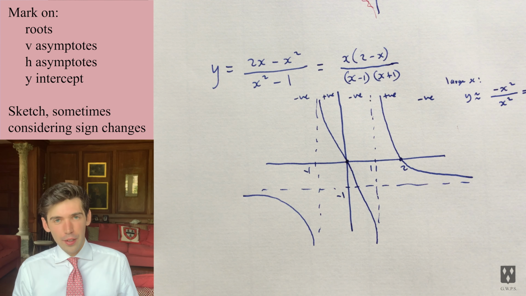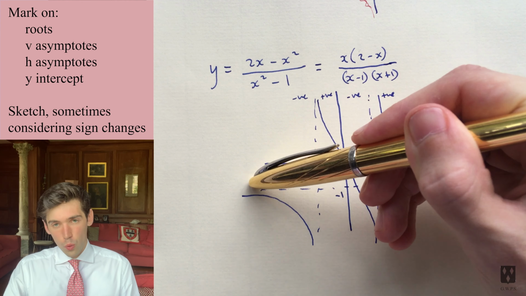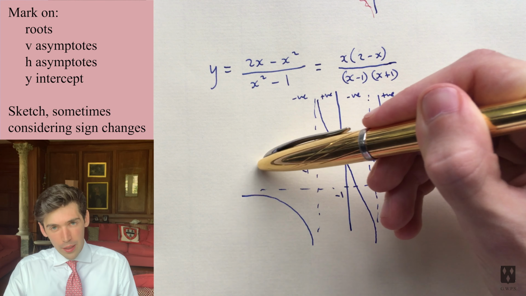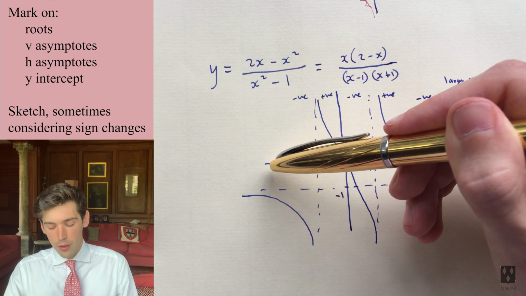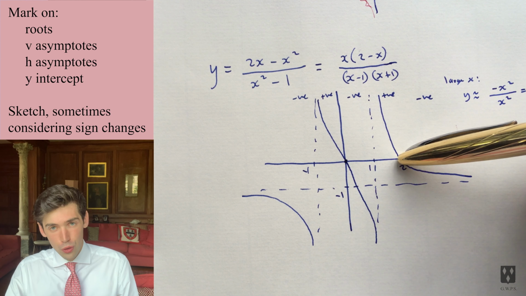Okay, and again, if you thought, well, what if it does this? Well, it can't do that, because if it did this instead, it would have to pass through the x-axis, giving another root. But we know that the only two roots are at the origin and 2.